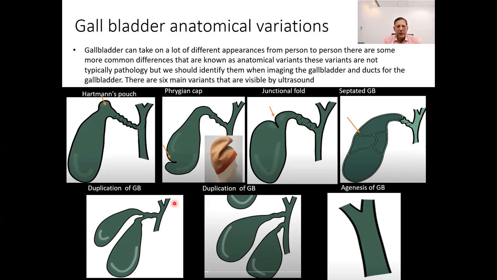Duplication of the gallbladder means there are two gallbladders instead of one, but this is not very common. This is rather rare. It can present itself in two ways: that is, two gallbladders together with a common cystic duct, or two gallbladders presenting with their own individual cystic ducts joining the common hepatic duct.